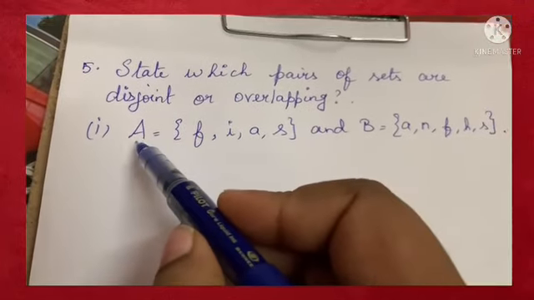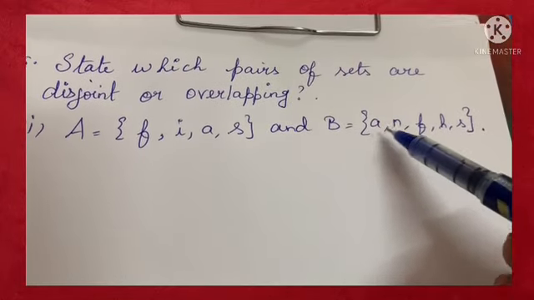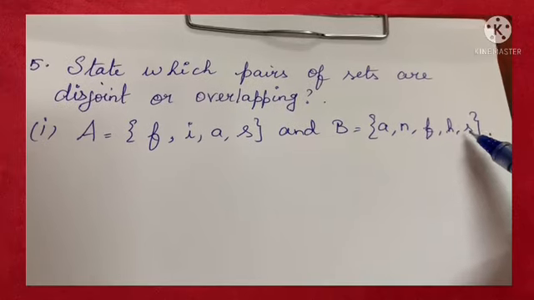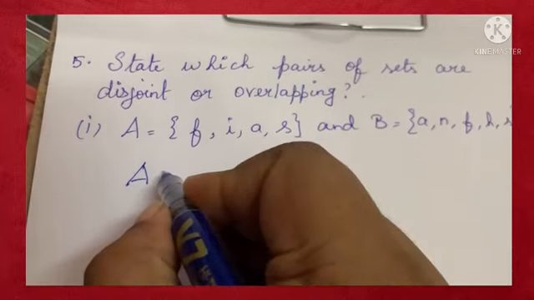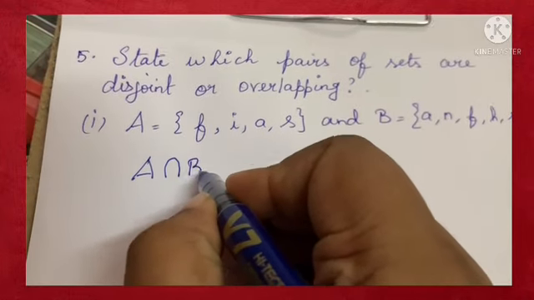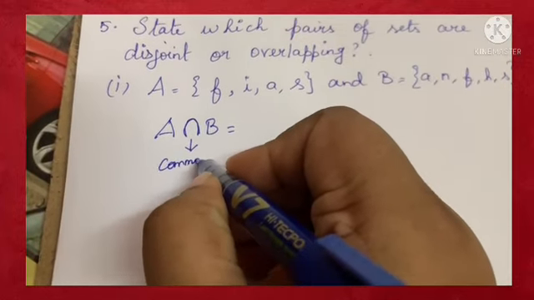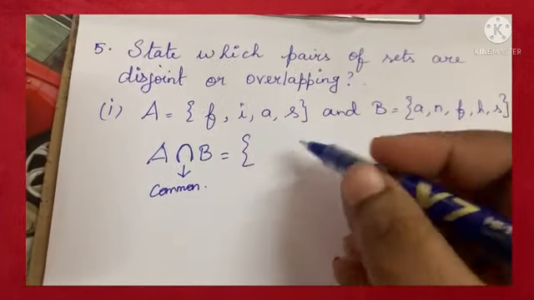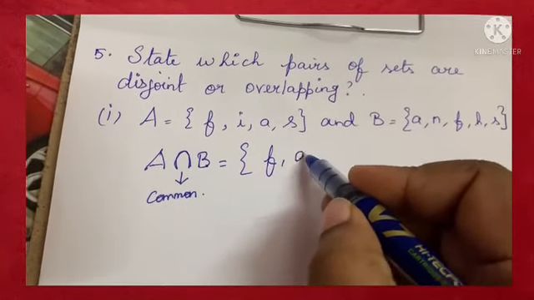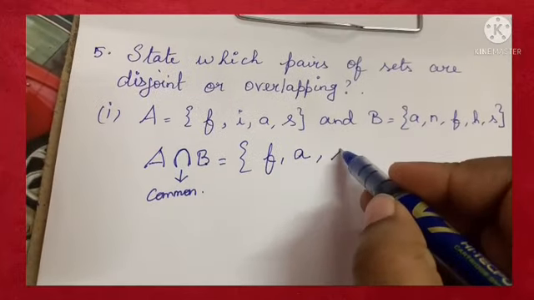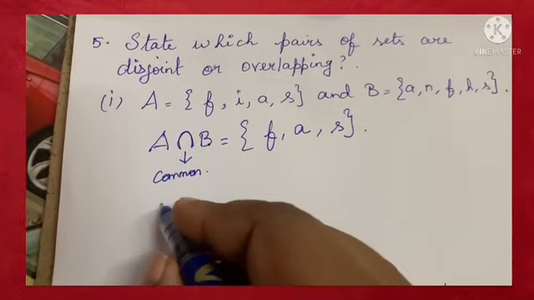Okay, now we'll see. A is F-I-A-S. B is A-N-F-H-S. So can you see some elements are present in both? Yes. So A intersection B. So this intersection means common. So what is common between these two sets? That is A and B. F, A. Yes. So obviously there is something common between both the sets.